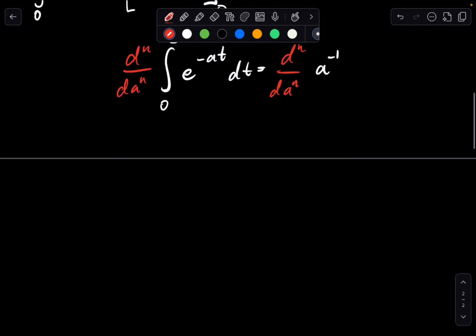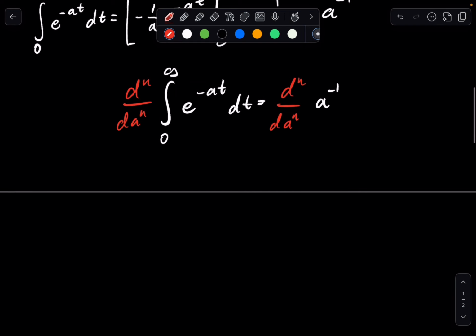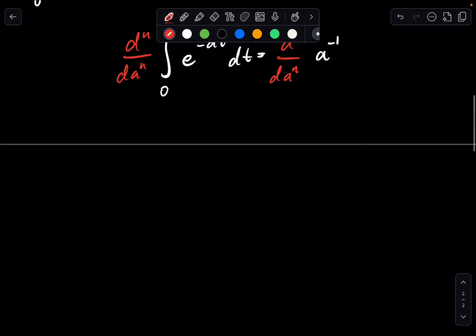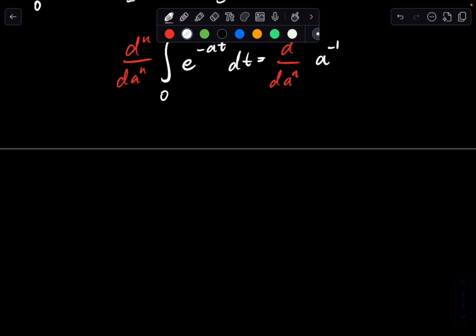So what happens on the right side first? We're going to start with the right side because it becomes a lot easier to do the right side first. But yeah, so in simple terms, I'm going to be saying integral from 0 to infinity. So d^n/da^n.